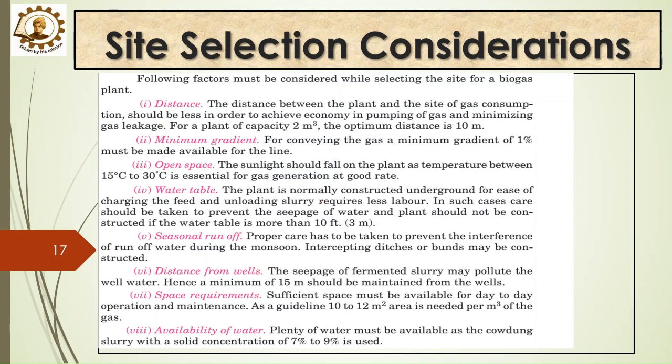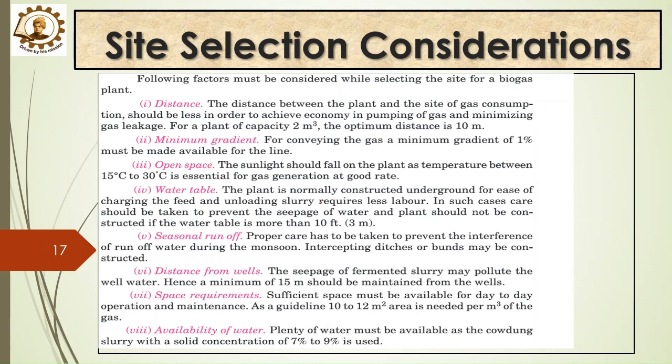Then we have the water table. The plant is normally constructed underground, for ease of charging the feed and unloading the slurry, which requires less labor. In such cases, care should be taken to prevent the seepage of water into the plant, and the plant should not be constructed if the water table is within 3 meters or 10 feet. Then we have seasonal runoff. Proper care must be taken to prevent interference of runoff during the monsoon season. Intercepting ditches or bunds may be constructed so that the plant is not damaged.